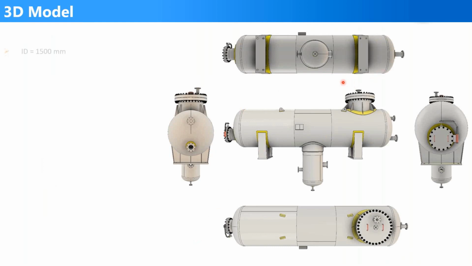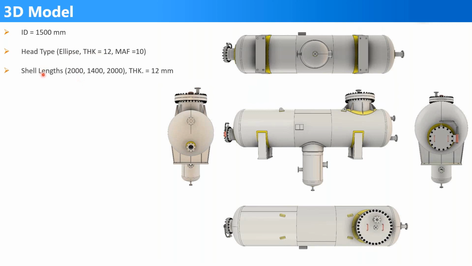So in this demo, we will make this equipment with a diameter of 1.5 meters, with ellipsoidal head dimensions and shell lengths. We will make 3 shell courses. One of them is 2 meters, another 1.4, and another 2 meters.